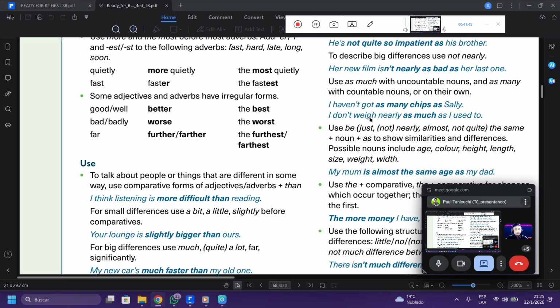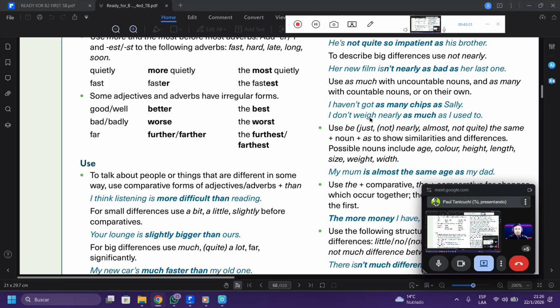His new song isn't nearly as horrible as his last one. Perfect. His last one. Okay. Next. This course is not nearly as easy as the previous one. As the previous one. Okay. And finally, who's missing? Paulo, I guess, right?